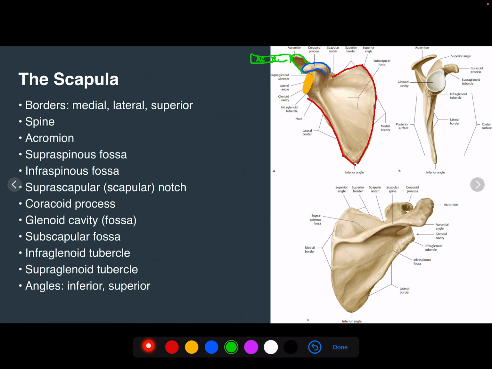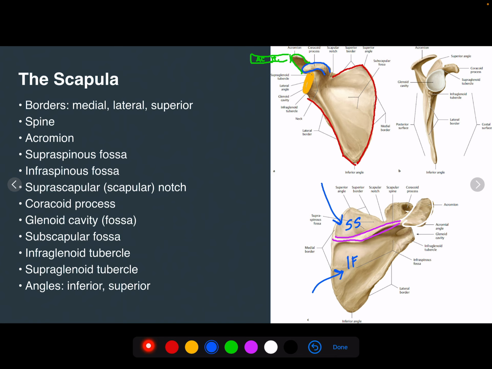If we look in the posterior aspect, we see our spine of the scapula, and then that feeds into our acromion. Okay? Now, the areas superior and inferior to that of the spine of the scapula are going to be our suprascapular fossa or supraspinous fossa, and then our infraspinous fossa. Okay, this is where our supraspinatus muscle originates, where our infraspinatus muscle originates.